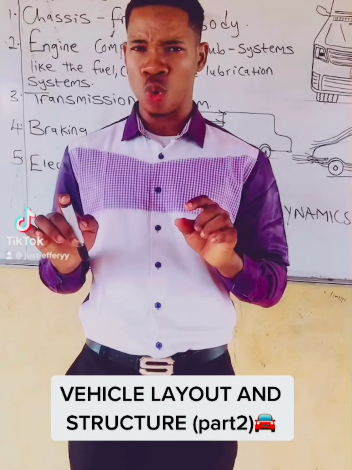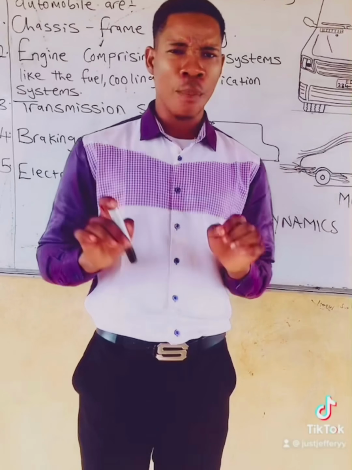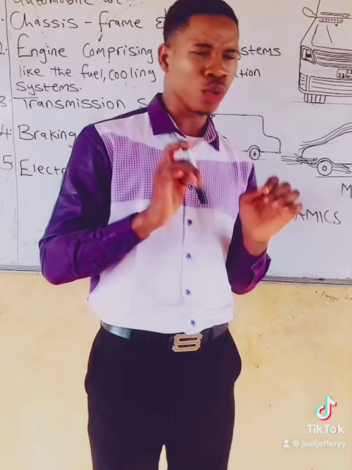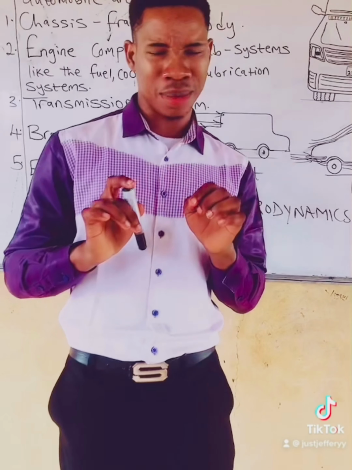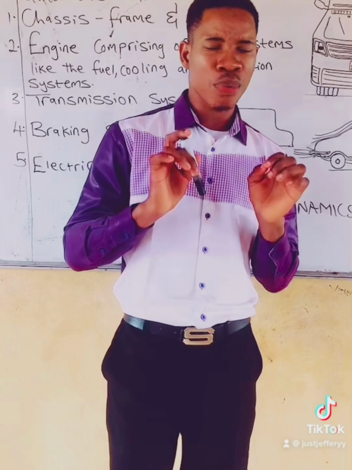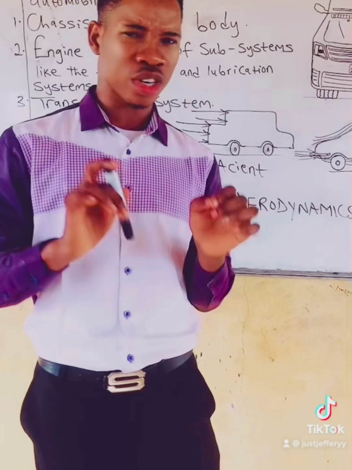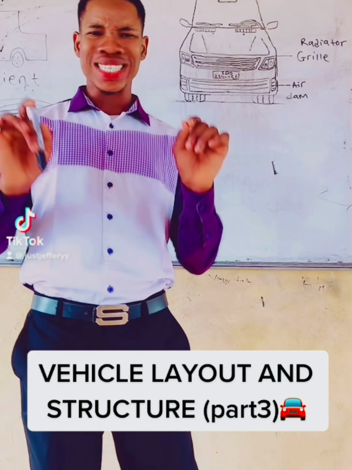Vehicle layout and structure, part 2. Vehicles are made up of various components that are put together to form subsystems or systems in order to provide means of mobility by functioning together. Layout and structure, part 3.